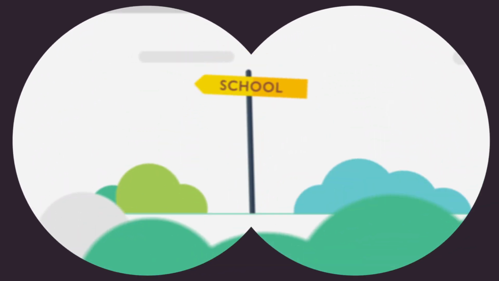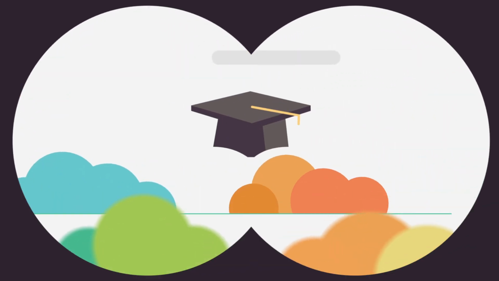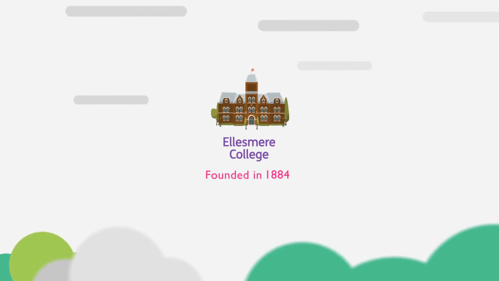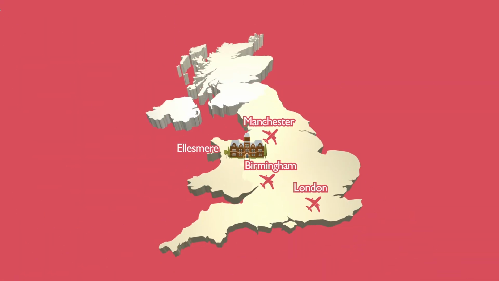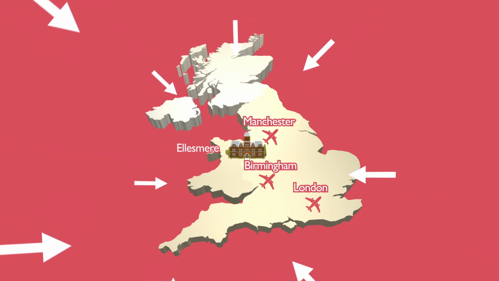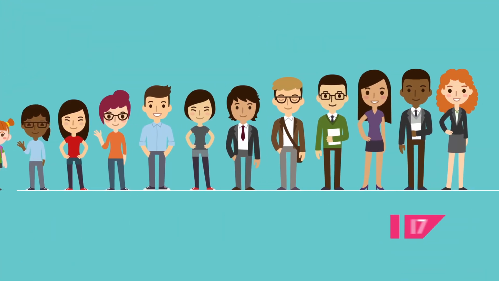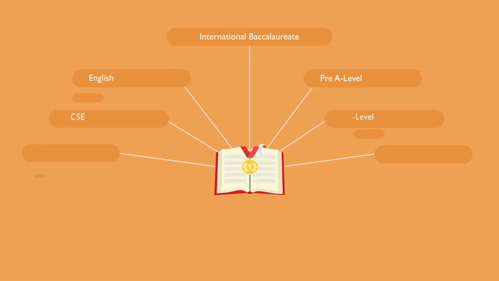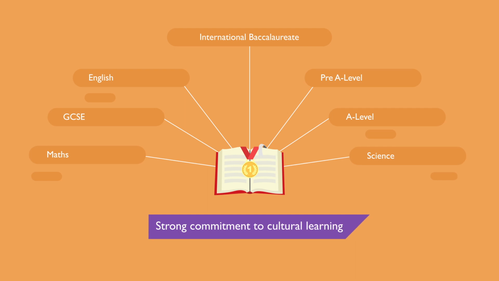Are you looking for a UK boarding school to set you up for university? Founded in 1884, Ellesmere College is located in the heart of England with easy access from every direction, offering students aged 7 to 18 the chance to study at a prestigious college with praise for high quality education and a strong commitment to cultural learning.